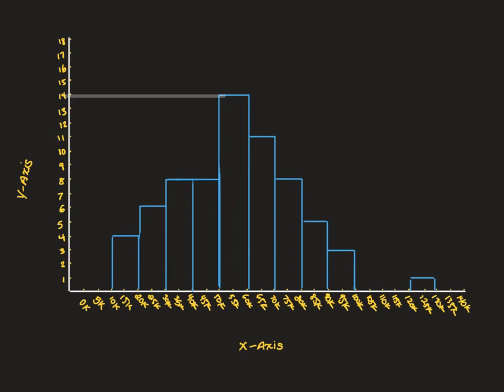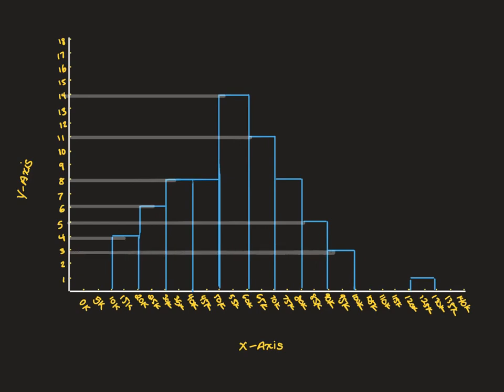I can also look at the lineup of all of my other bars. I have one that's hitting at around 11. I've got several that are hitting around 8. I've got one hitting at a count or frequency of 6. One hitting at a count or frequency of 5. One hitting at a count or frequency of 4. One at a count or frequency of 3. And just one hitting a frequency of 1.